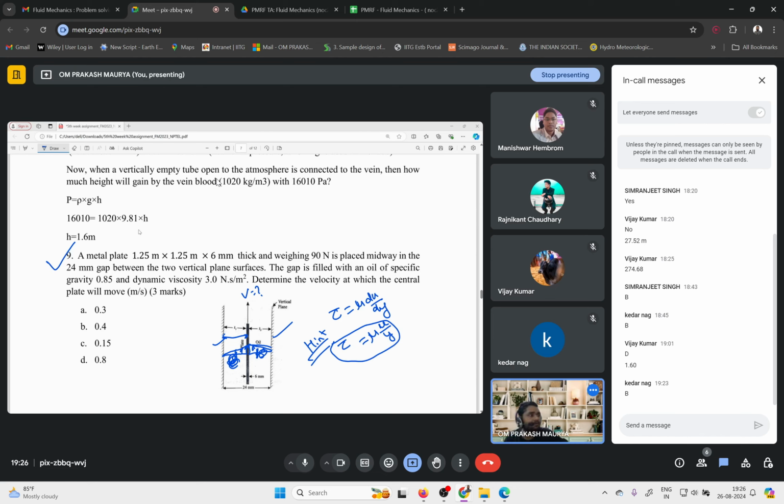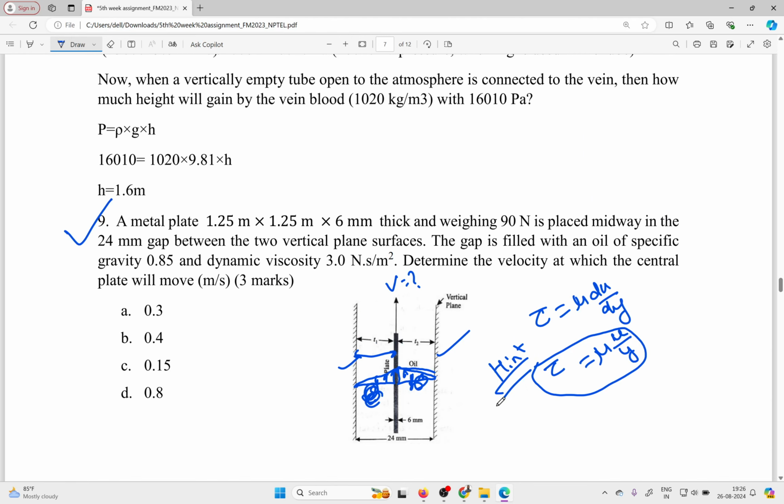Okay, let me show you the answer. Let me first discuss the concept. Your plate dimensions are given. The plate is like this. This width is given as 1.25 and this is also given as 1.25.